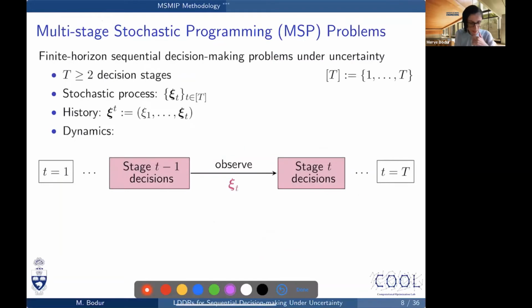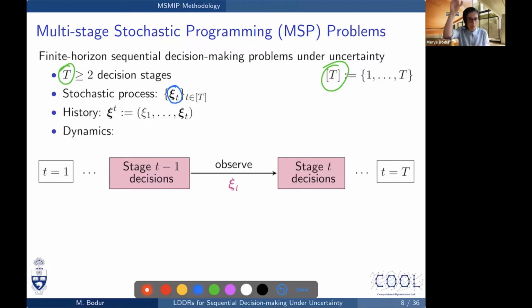So let's extend this to the multi-stage setting. Instead of the 2 decision stages, we will have these general T many, finitely many, decision stages. And throughout the slides, I will be using this bracket notation to denote the integer set from 1 to T. And in terms of the underlying uncertainty, the stochastic process, let's say how our demands evolve, we will be using this psi subscript t to denote the random variables associated with our stage t.